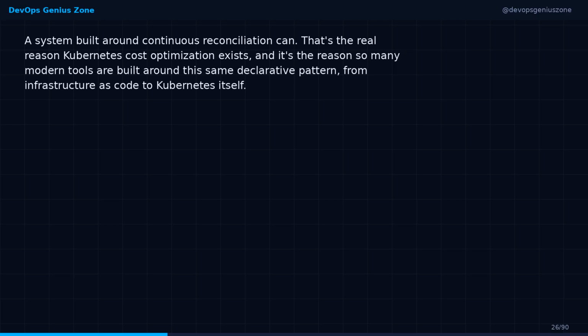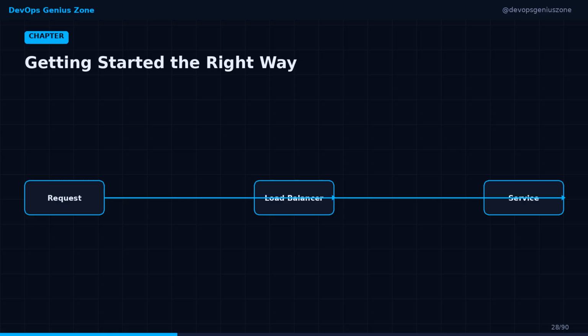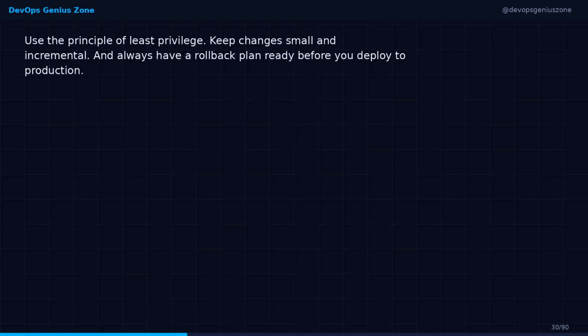Getting started the right way matters more than most engineers realize. Before you touch any configuration, understand your requirements. Version control everything. Use the principle of least privilege. Keep changes small and incremental. And always have a rollback plan ready before you deploy to production. I've seen so many engineers skip these steps with Kubernetes cost optimization and later regret it when they can't recover from a failed deployment. Your future self will thank you. I always tell my mentees, if you can't draw the architecture on a whiteboard, you're not ready to implement it.